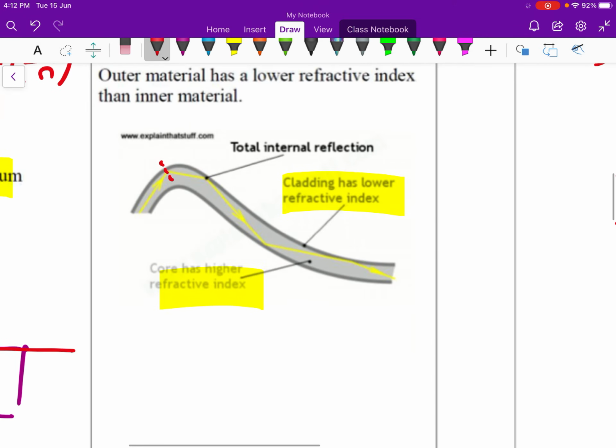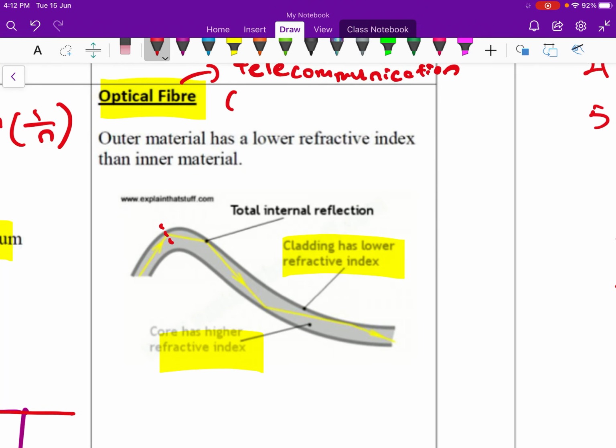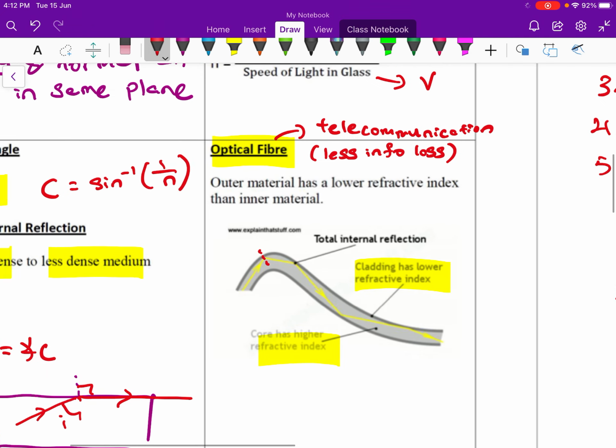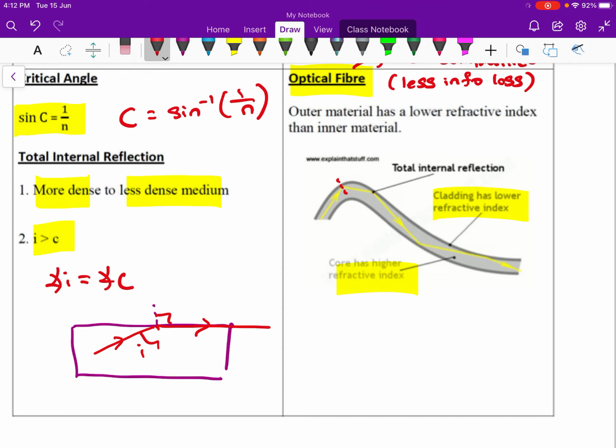And why do we not use copper wire to transmit the information? Very simple, because optical fiber will cause less information loss. Less information loss means that the information from the center to my house, I can get most of the information out, instead of just getting partial information from the signal. So basically this is the summary for our light.